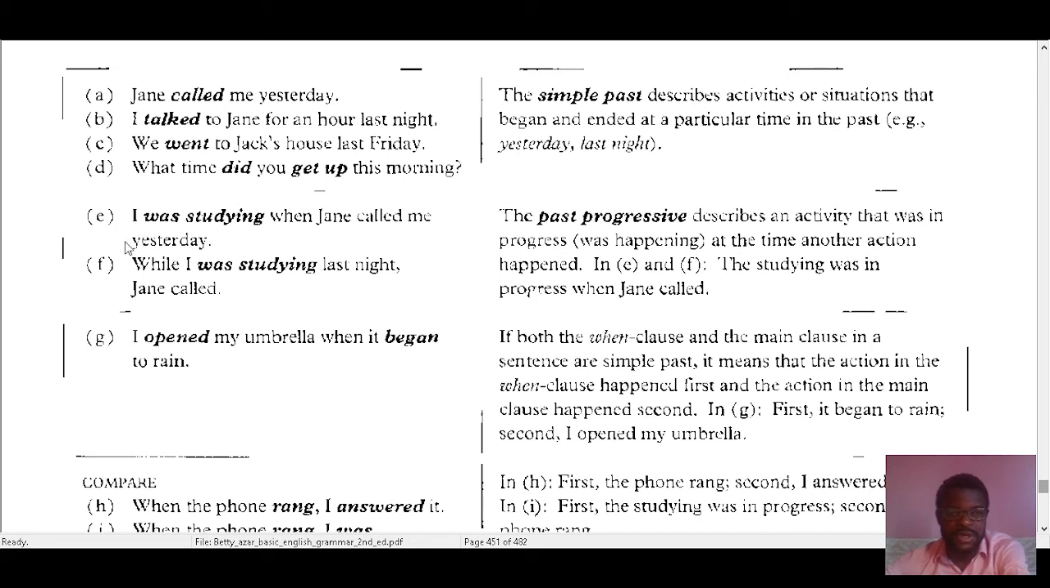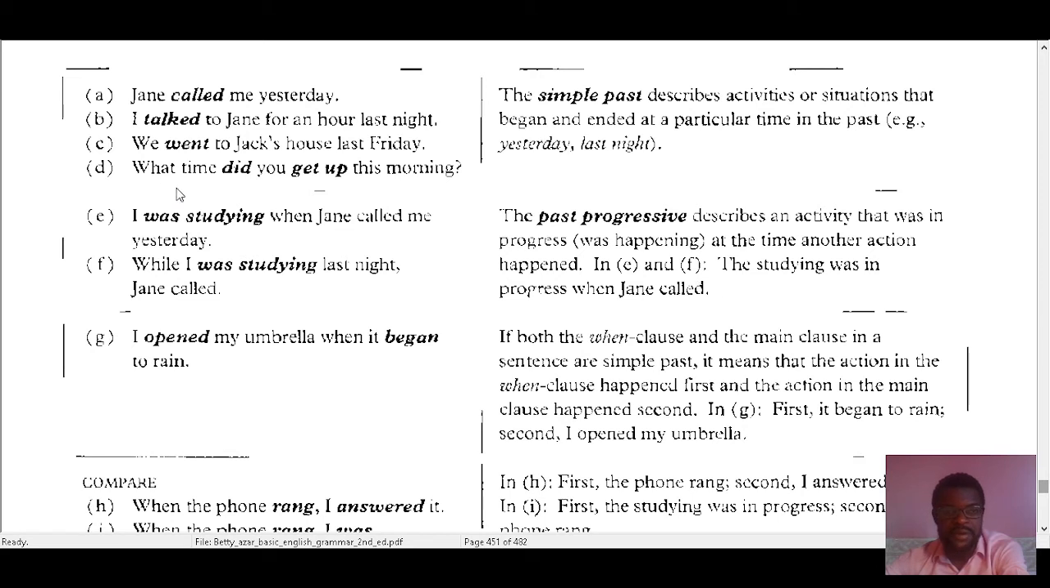So here we have, he says, I was studying when Jane called me yesterday. So now we have the past progressive, the past continuous. The past progressive describes an activity that was in progress or was happening at the time another action happened. An action that was ongoing before another action happened. In C, here, when we went to Jack's house last Friday.